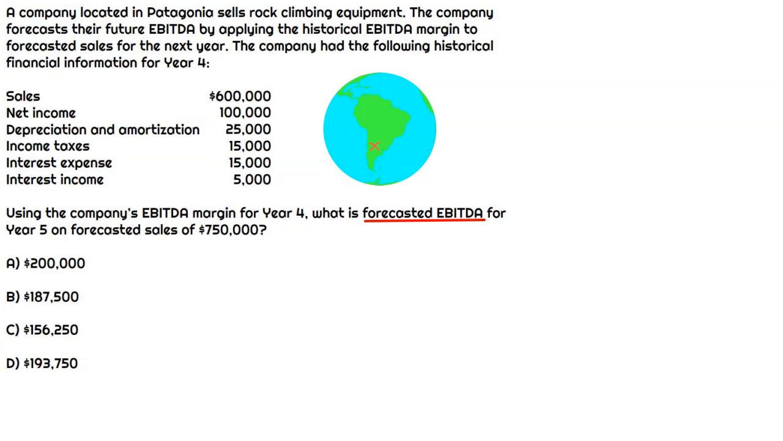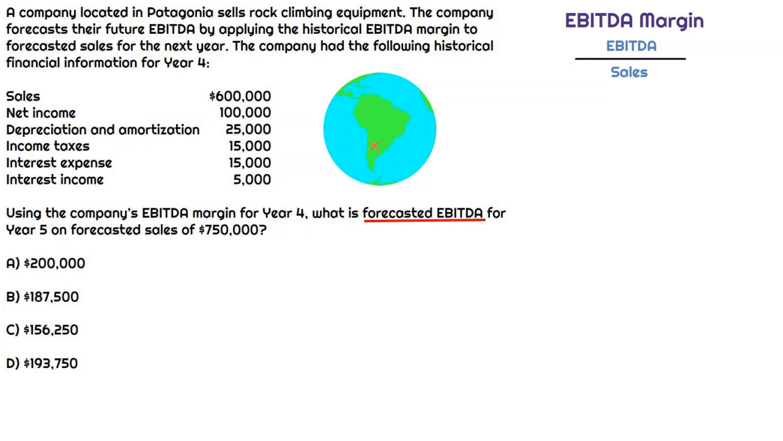So this company uses their historical EBITDA margin, applies that to forecasted sales, and that helps them forecast their EBITDA or their future earnings. So how can we use the information in this question to forecast EBITDA for them? First things first, we need to understand that the formula for EBITDA margin is just EBITDA divided by sales. So like a lot of our other ratios, this just basically tells us for every $1 of revenue generated, how much EBITDA is that resulting in, right?